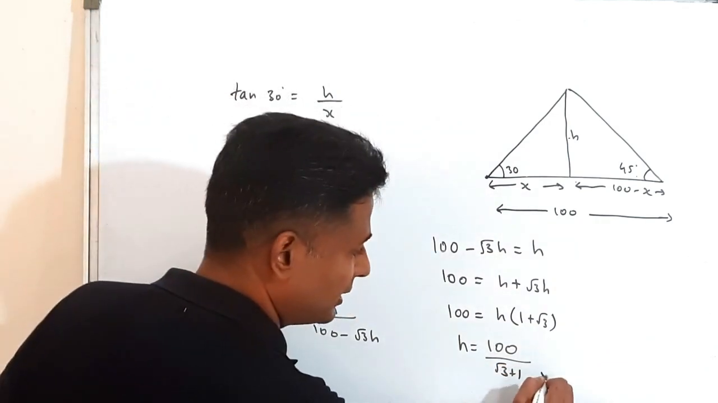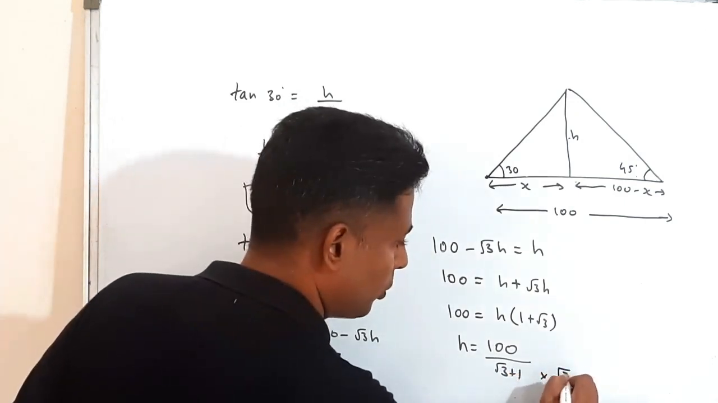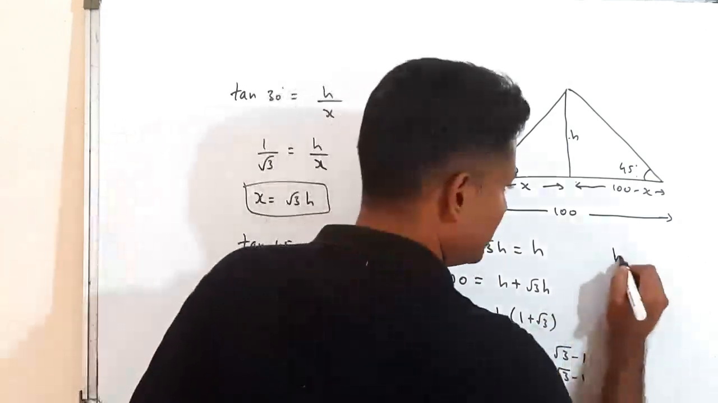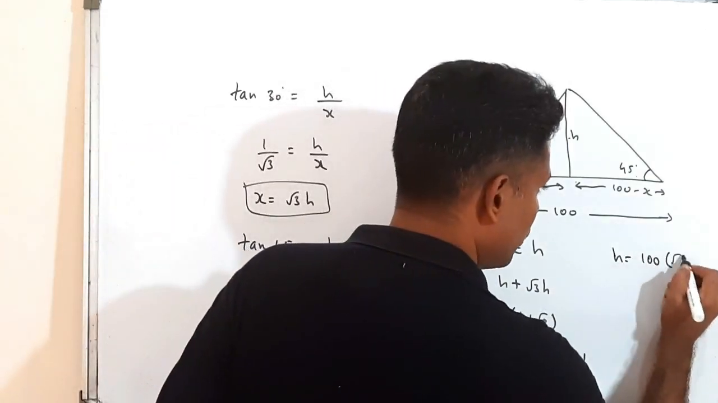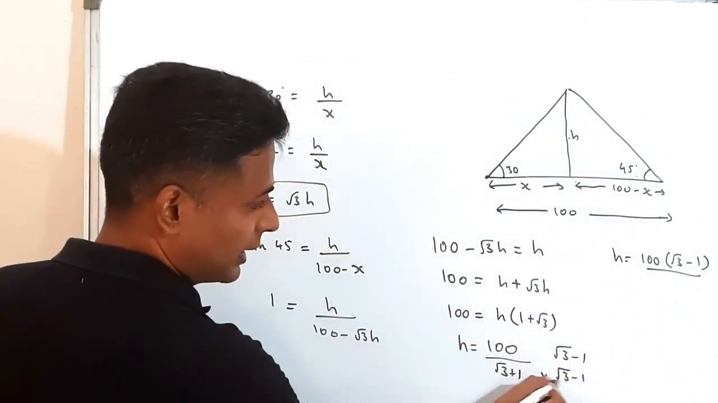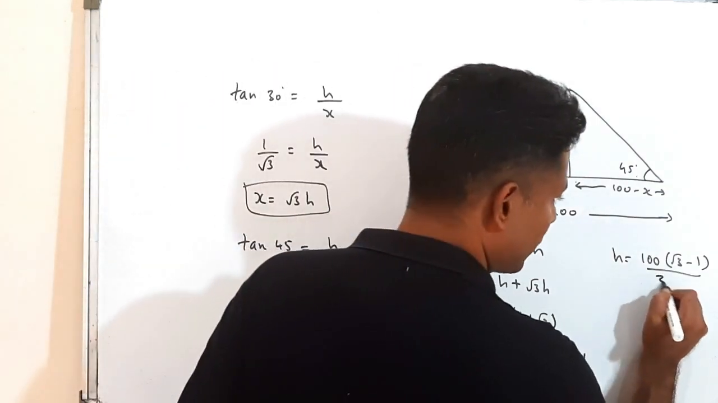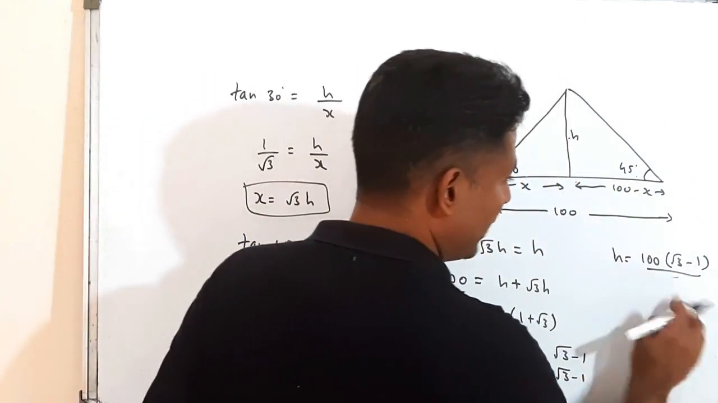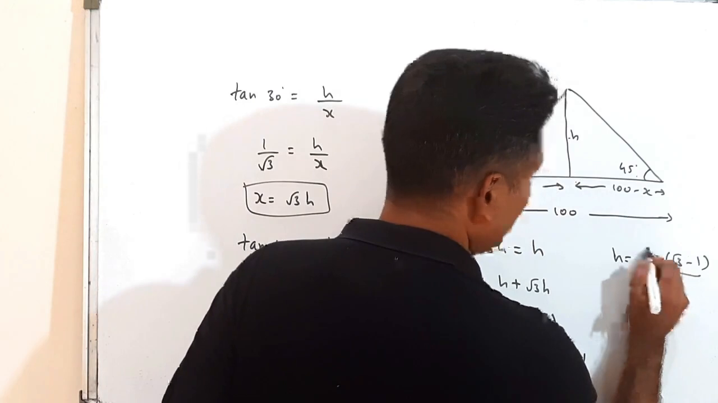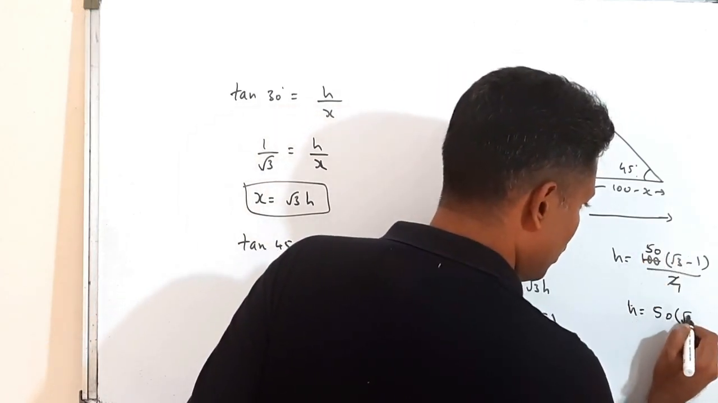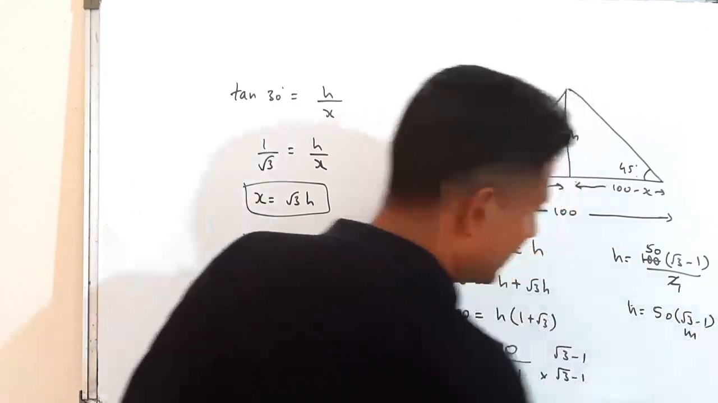Now we have to rationalize. So multiply root 3 plus 1 by root 3 minus 1, and up also root 3 minus 1. So h equals 100 into root 3 minus 1 by a squared minus b squared we get from this. So a squared is root 3 squared, that is 3, minus b squared, that is 1 squared, that is 1. So 3 minus 1 is 2. 2 fifties are 100. So what is the height of the lighthouse? 50 into root 3 minus 1 meters.